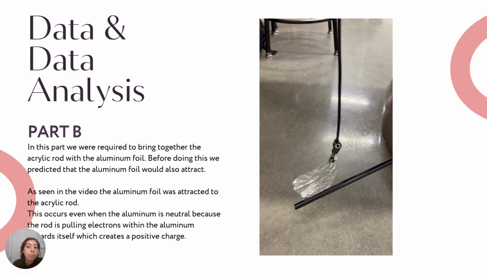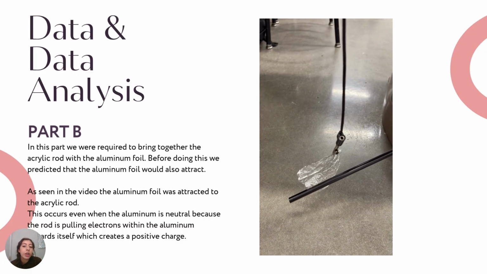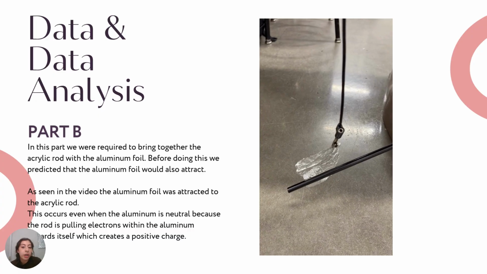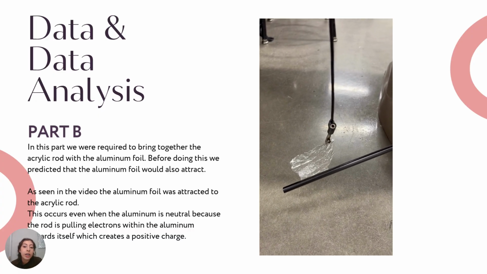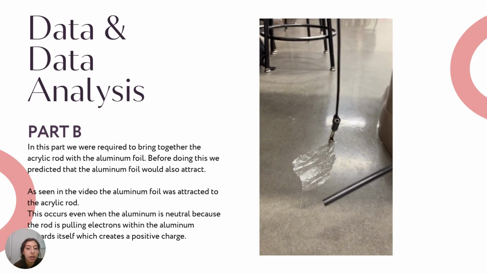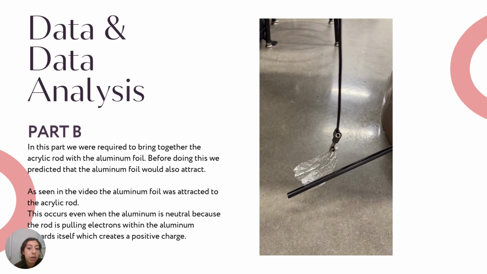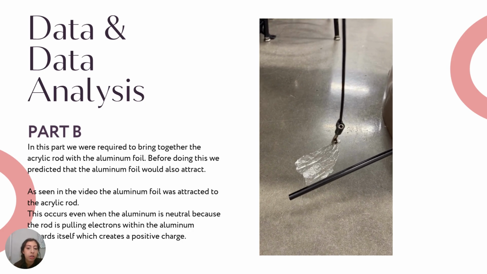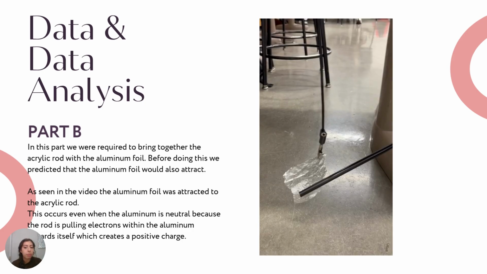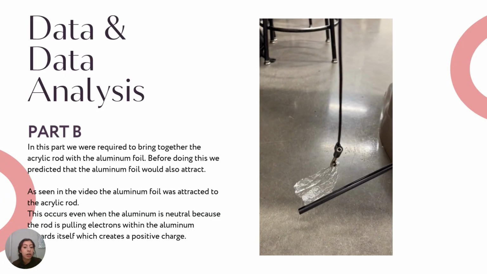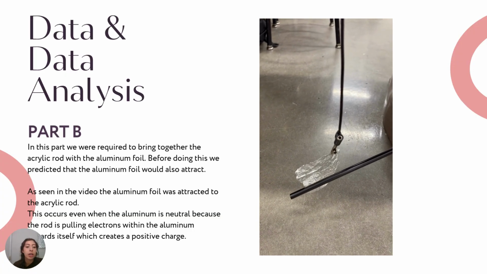So for part B, that's where we touch the foil with the charged rod and we again predicted attraction. We did see that the foil was attracted, and this time conduction occurred. The rod pulled the electrons from the foil, leaving it positively charged and causing attraction.